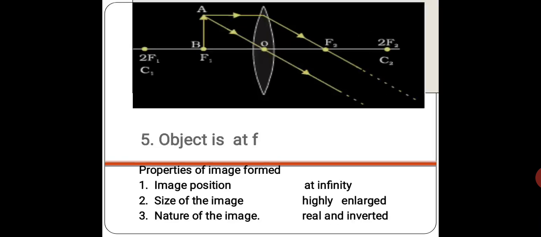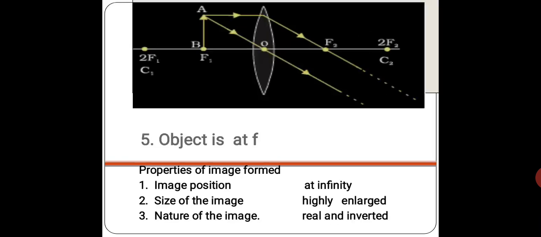The next position of the object is at f. Here again AB refers to the object. From A we have two rays, one ray parallel to the principal axis which passes through the focus. The other ray through the optical center will not get deviated. So when you look at the diagram, you will notice that the two refracted rays on the other side of the lens do not meet because they both seem to be parallel.